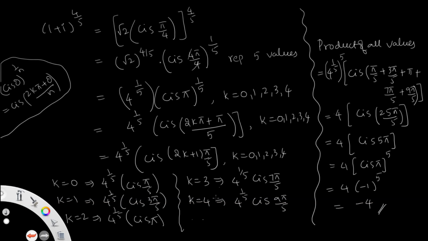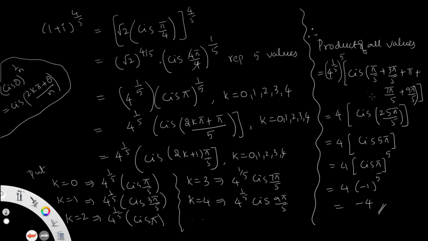Now substitute, put k equal to 0, k equal to 1, k equal to 2, k equal to 3, k equal to 4, all those values. Now the product is asked, therefore in the product of all the values, 4 to the power of 1 by 5 is common. How many times are there? This has to be 5 times.